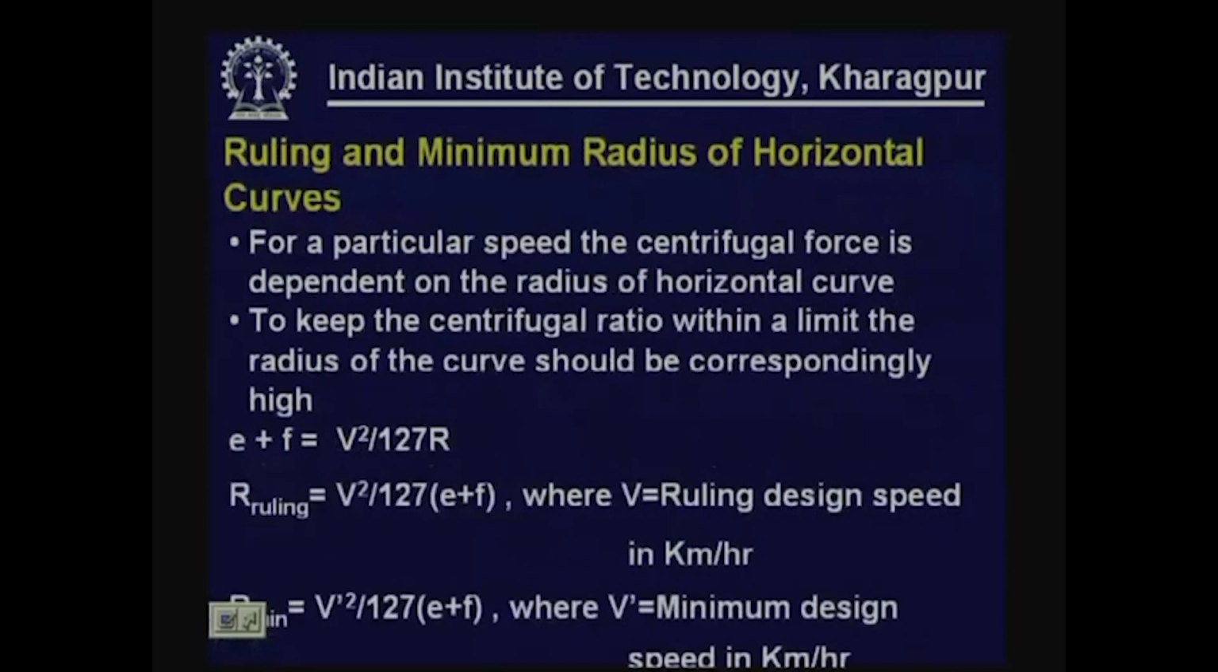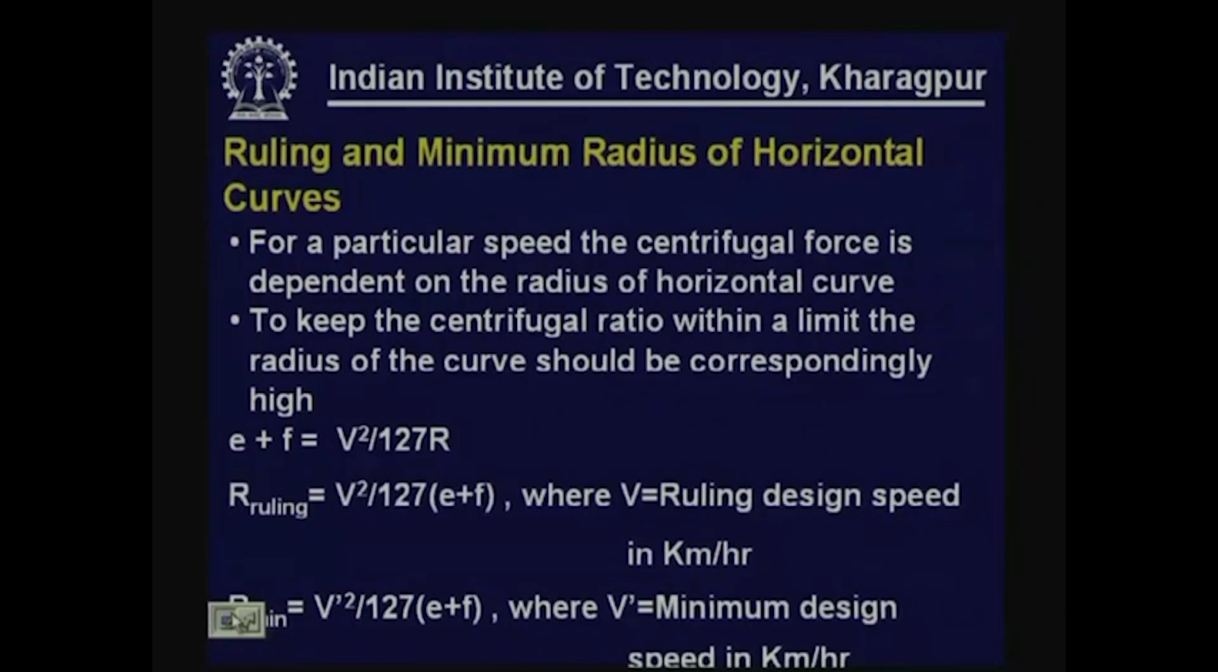Now, ruling and minimum radius of horizontal curve. You know the basic equation e plus f equals v square by g r. So, if we know the speed, the allowable super elevation, and the design coefficient of friction, we can find out what should be the minimum radius of the circular curve.